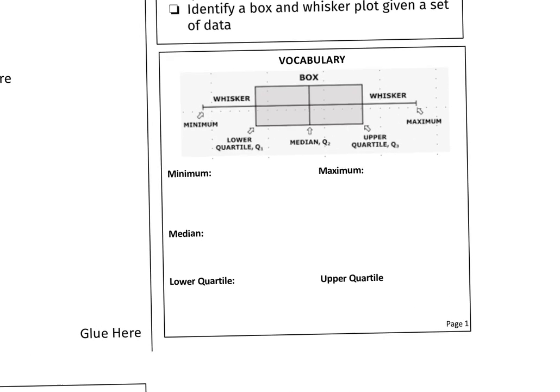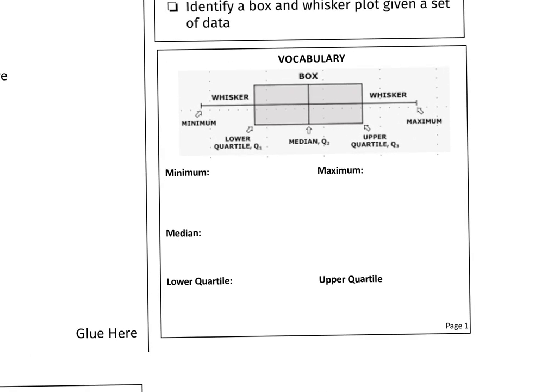Let's talk about box and whisker plots. We've talked about this vocabulary before, but let's go ahead and go over it again. Don't forget to have your highlighter and your pencil ready. The first thing we're going to talk about here is the minimum. The minimum is always the smallest number. So go ahead and write the smallest number.